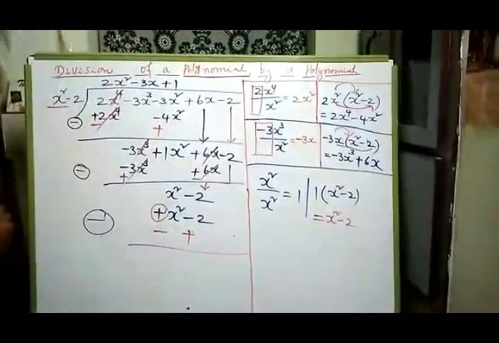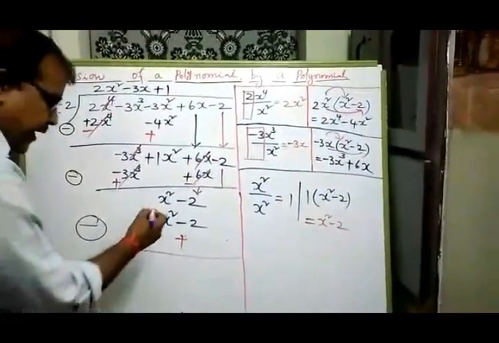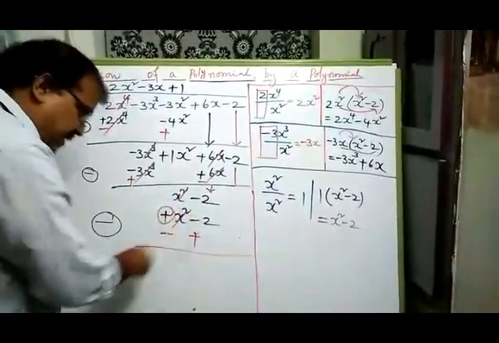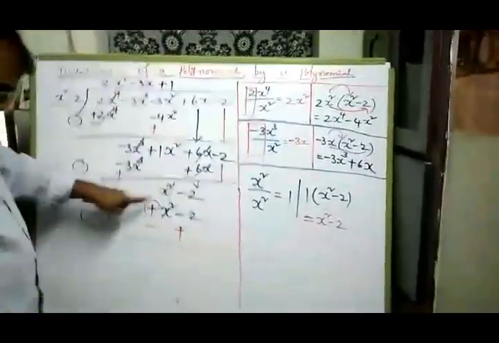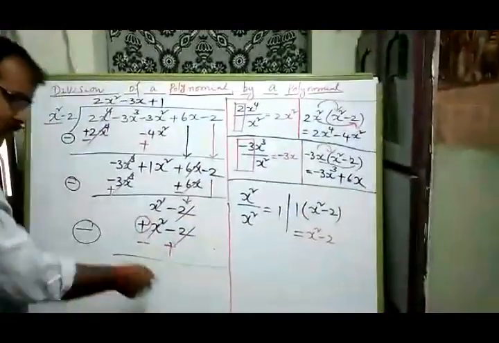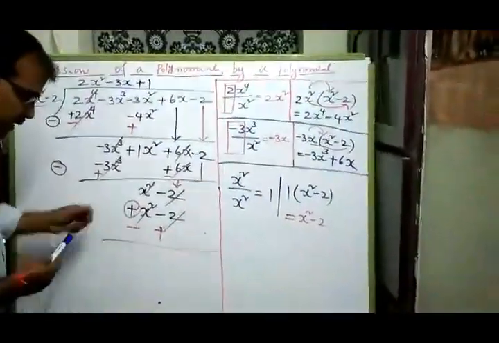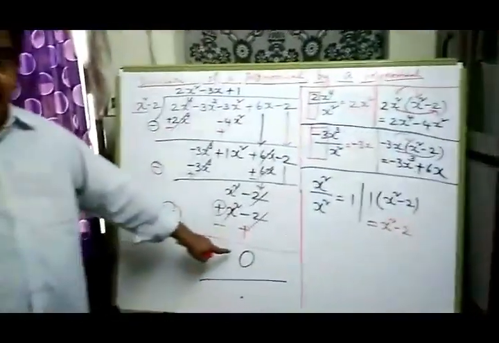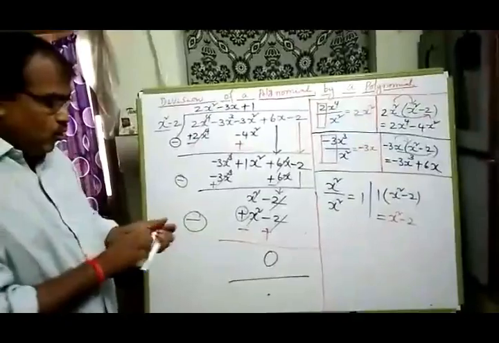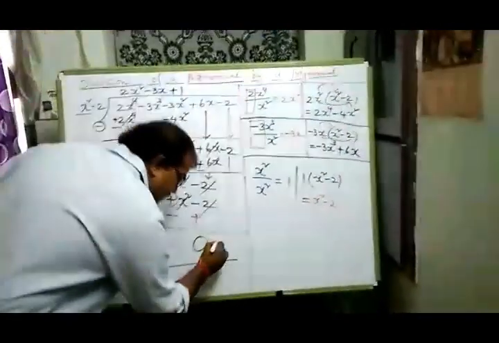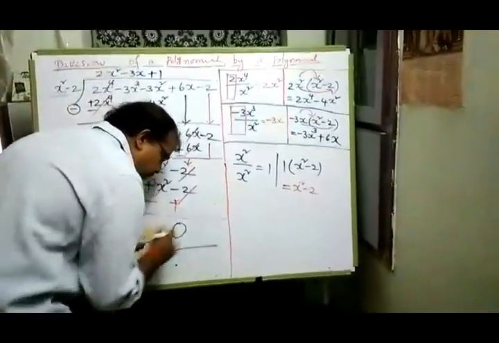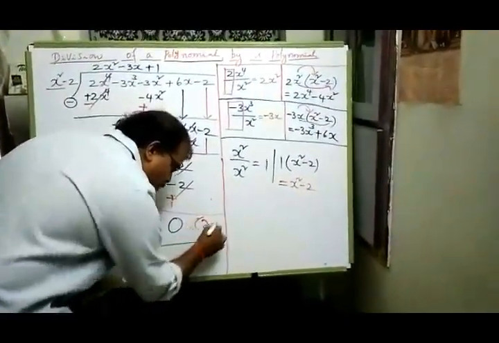Now simplify it. X square minus x square is 0. Minus 2 plus 2 is 0. The result will be 0. This is the remainder. We can use the symbol small r or capital R, no problem.